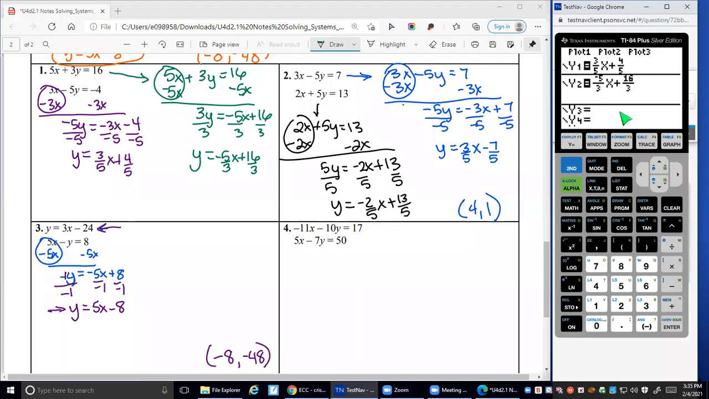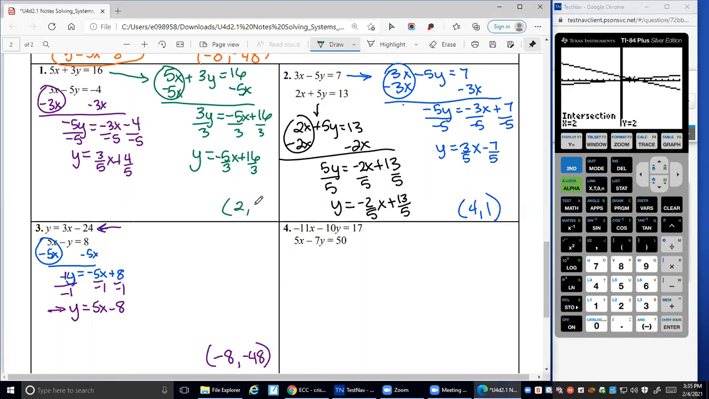So as you can see, I entered the equations, and now I'm going to go to my graph. I can see the intersection. I know it's not a beautiful graph, but I can see the intersection. And so I hit second, trace, 5, and enter 3 times. And I have a solution of 2, 2. Okay. And if you want to check number 4, come to Zoom time and ask me.